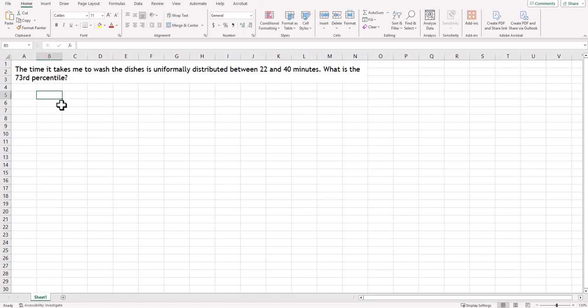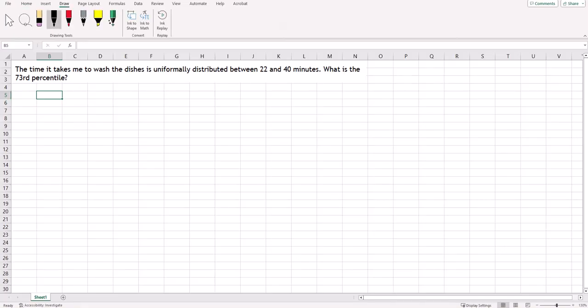So, the way percentiles work, the 73rd percentile means that 73% of the data is going to be less than our value and the rest of it above our value. So, I asked you to draw a picture, so I'm going to draw a rough one here of what we have going on. The time it takes me to wash dishes is uniformly distributed from 22 to 40. So, here's 22. And here's 40, and it's a uniform distribution, so I'm going to have some kind of rectangle, but that's my best bet.